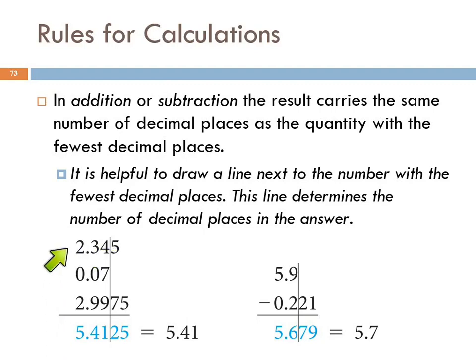Well, where's the last significant figure in 2.345? Well, the 5. One way to do this is to underline. Oftentimes we will underline the estimated digit. 0.07, the estimated digit is the 7. And in 2.9975, the estimated digit is the 5.